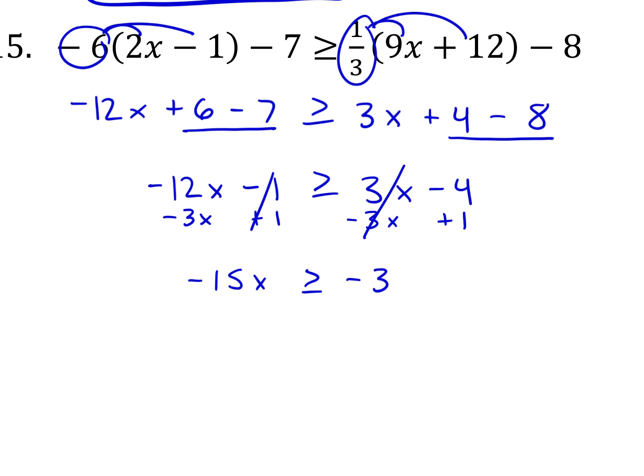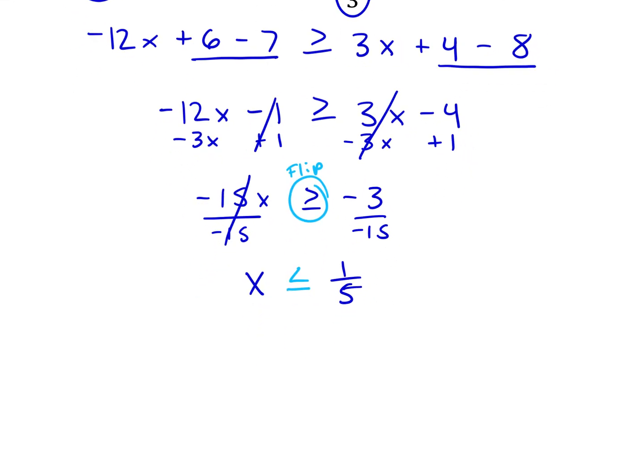What do we do next? Divide by -15. Awesome. If you divide by a negative, you have to flip the sign. So x, instead of greater than, we're going to flip it to less than or equal to. So flip the sign when you divide by a negative. Can I simplify -3 over -15 to what? Positive 1 over 5. Perfect.